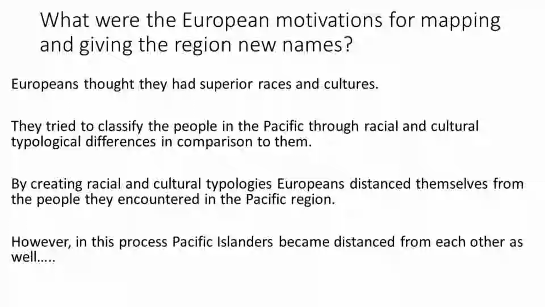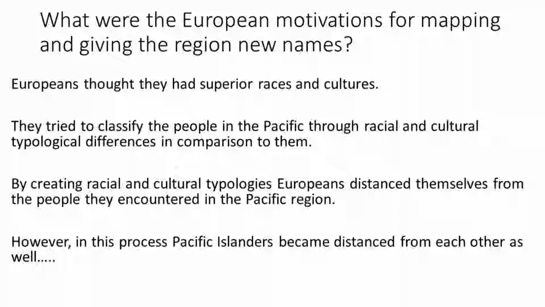So what were the European motivations for the mapping and giving the region new names? Because there were already existing names given by Pacific Islanders. So Europeans thought they had superior races and cultures. They tried to classify the people in the Pacific through racial and cultural typologies and differentiate themselves, the Europeans, in comparison to them. So by creating racial and cultural typologies, Europeans distanced themselves from the Pacific Islanders they encountered, and they classified themselves as more superior based on what they encountered and categories they placed on development, looks of people.